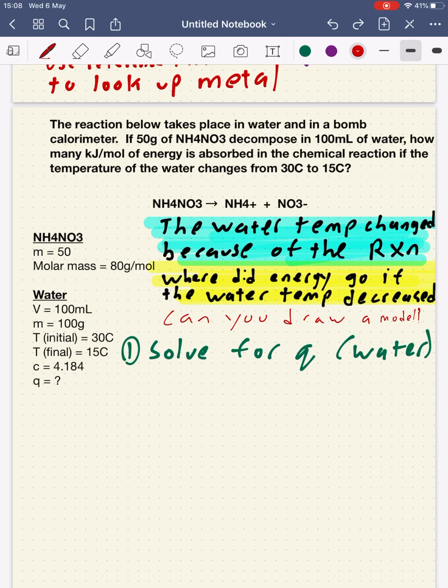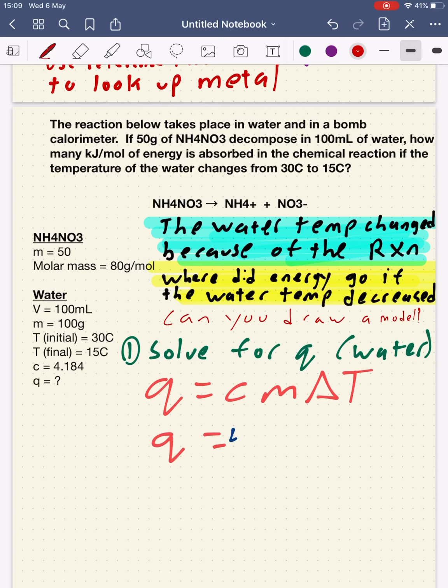We want to figure out how much the water changes. That's what we have the most information about here, the water. We've got its volume at 100 milliliters, and because water has a density of 1 gram per milliliter, that means that 100 milliliters is also 100 grams. We have the starting temperature and the final temperature, and then we also have the specific heat of water. Sorry for leaving the units off of that. We want to know Q. So Q equals C m delta T, specific heat times mass times the change in temperature.